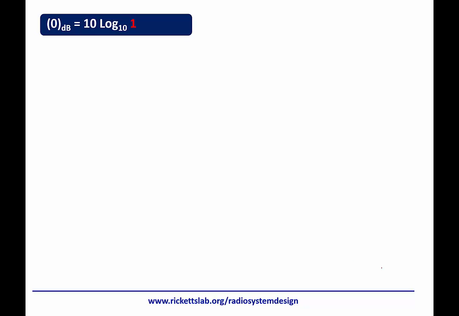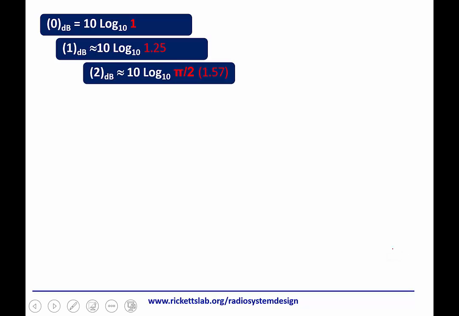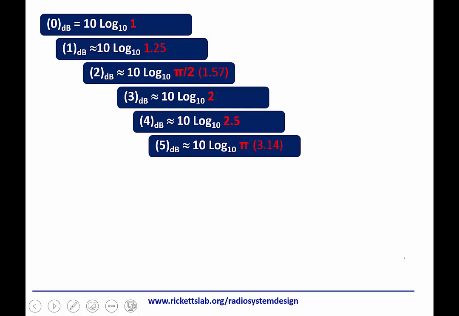All right, so I want to go through a couple examples. One of my colleagues put together a nice system of dB 1 through 10. So the log of 1 is just 0, so we get 0 dB. 1 dB is equivalent to 1.25 in the linear scale, and I'll just let you follow along. Pi over 2 is 2, 2 is 3 dB, 2.5 is 4, pi is 5.